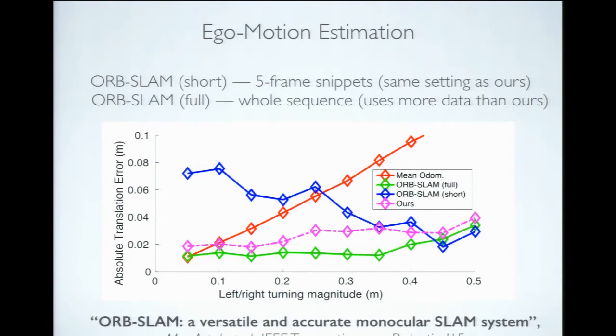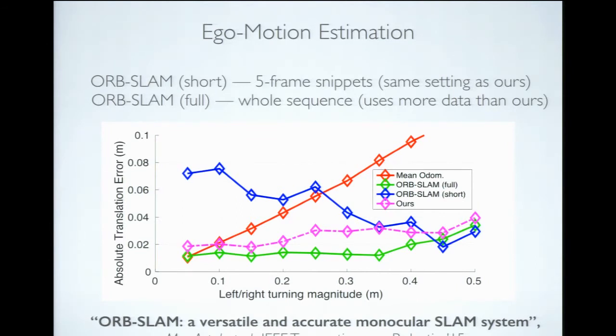Here I'm showing the error plot with respect to the amount of turning magnitude from the beginning to the end of an input sequence. So this is ORB-SLAM short. So this is ours. We're consistently better than ORB-SLAM short across the entire spectrum, especially when the turning magnitude is small, so the car is mostly driving forward. And then we're also comparable with ORB-SLAM full, which uses strictly more data for estimation.